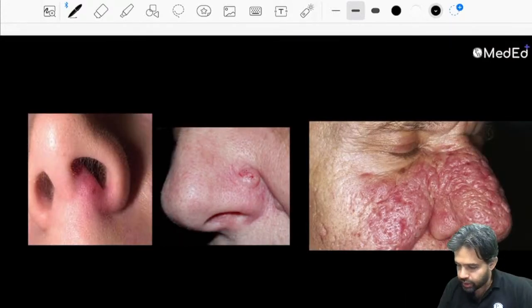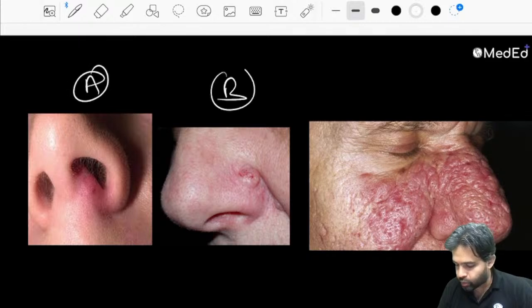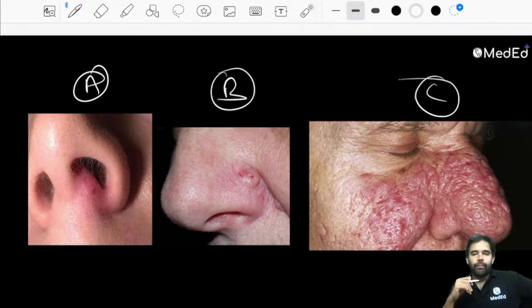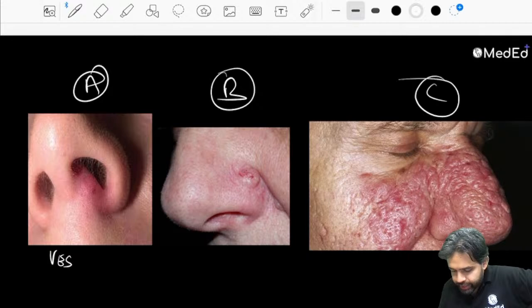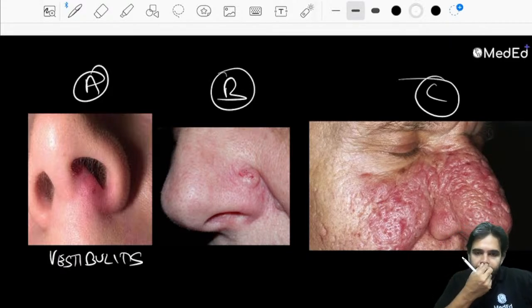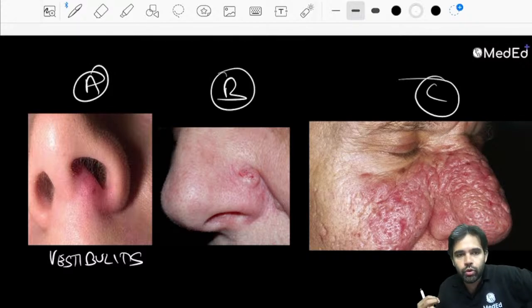All right, now we've got 3 images which have been asked before. Tell what these are. In the external image of the nose, these questions, all of them have been asked. The treatments are different, the diagnoses are different. What do you see in A, B and C? Yeah, this A is called vestibulitis. Extremely painful condition because of the infection of the limen nasi area or the vestibule area of the nose.